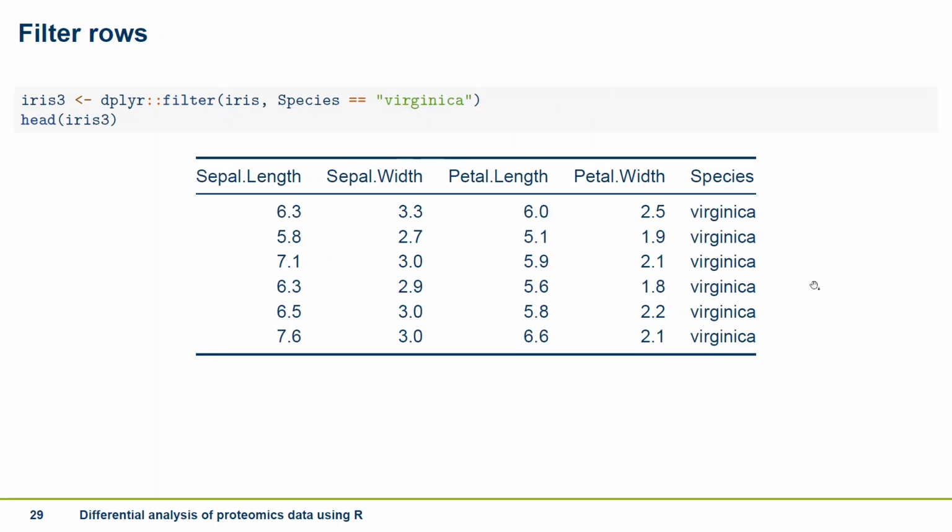Here's another example. If you want to only plot a certain species of the iris data set, only the Virginica ones, you can then also make a filter which compares the species column with Virginica and then only keeps this specific species.